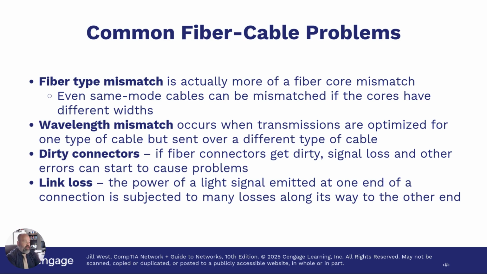Every fiber does have challenges, just like everything else we do in networking. There can be a fiber type mismatch, and that's really about core diameter differences. Even the same mode cables can be mismatched if cores have different widths. It's like trying to connect a garden hose to a fire hose. Not going to work. Wavelength mismatch occurs when transmissions are optimized for one cable but sent over another cable. That's like me speaking English to someone who only understands Spanish.